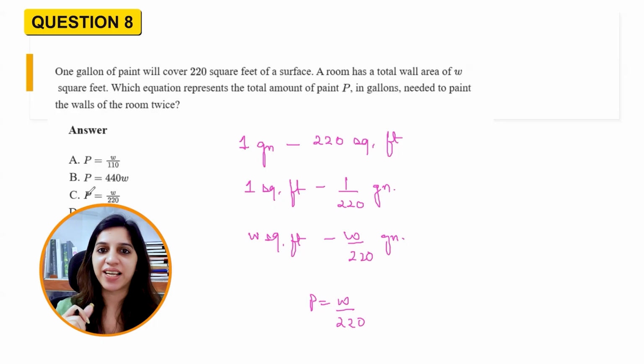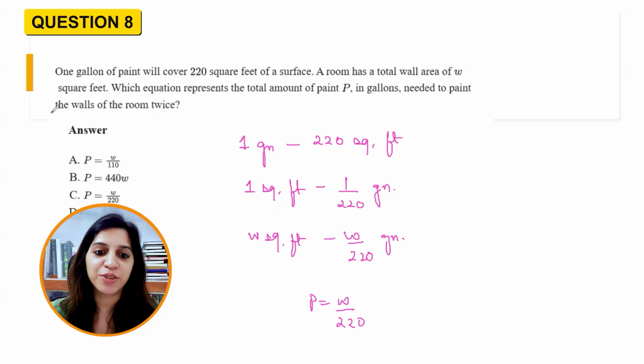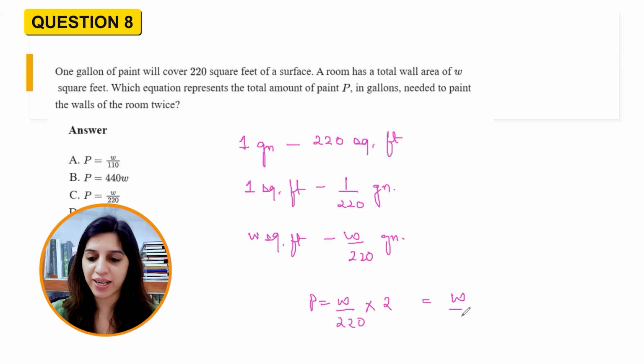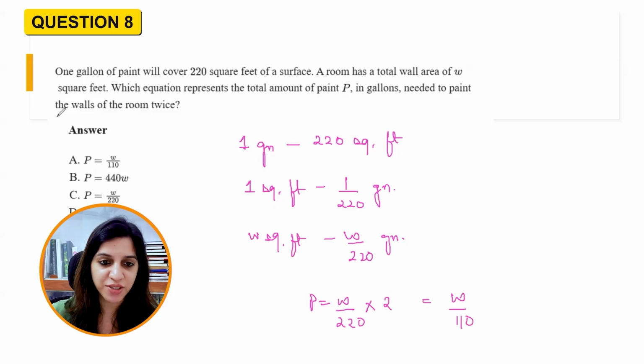You solved it, very good. But you didn't read the last line. It's saying you need to paint the room twice. Twice means twice the paint, which is W by 220 into 2, W by 110. The correct option is option A. The answer is option A.